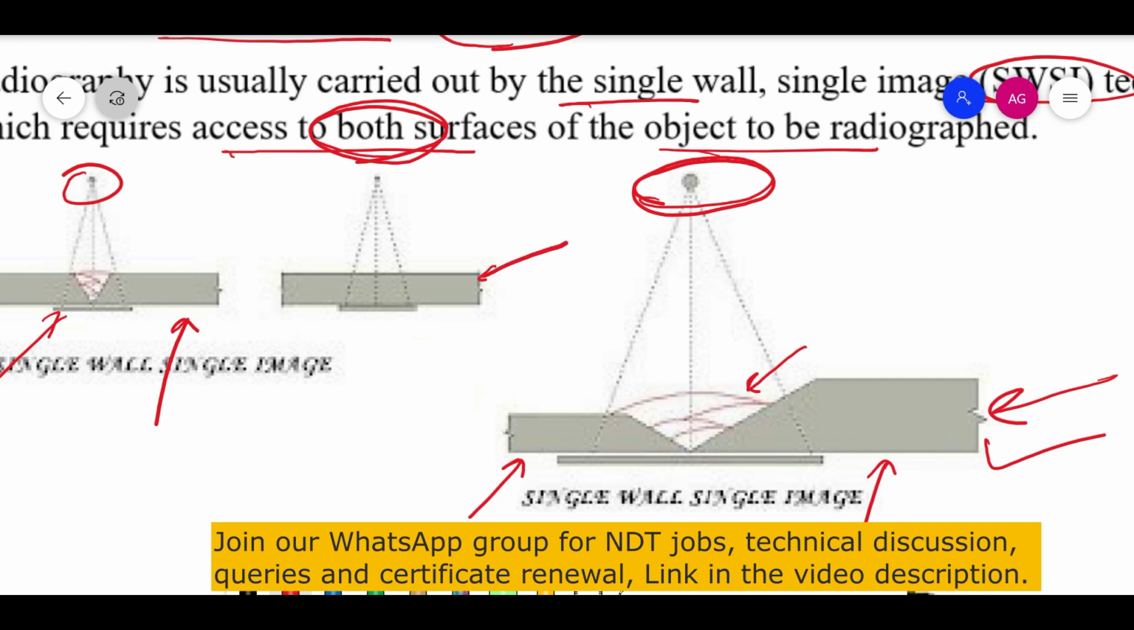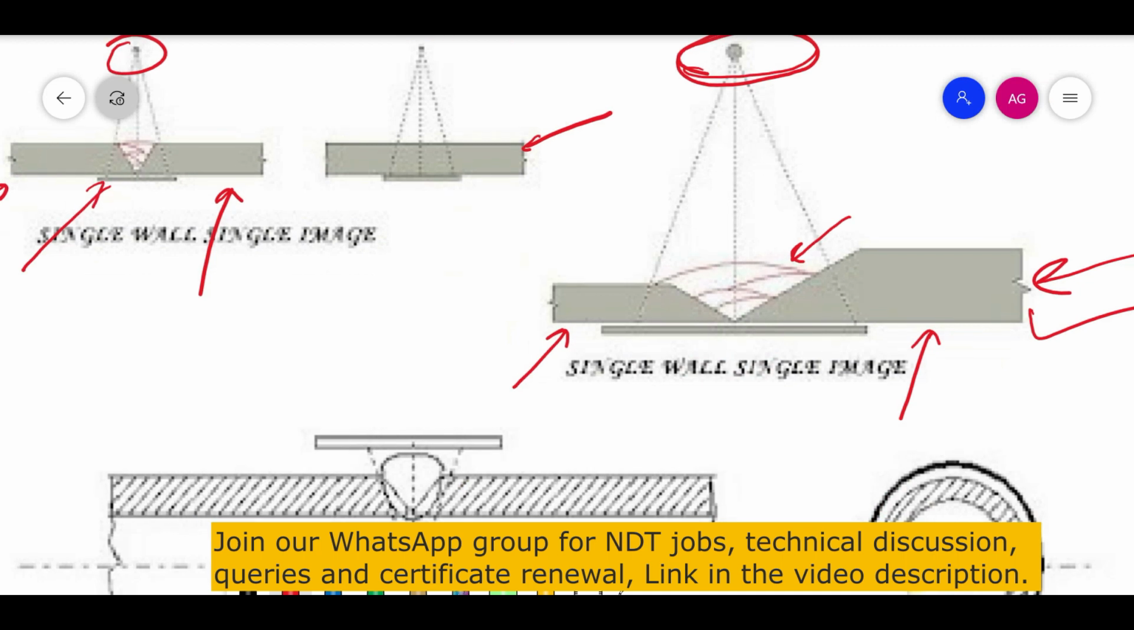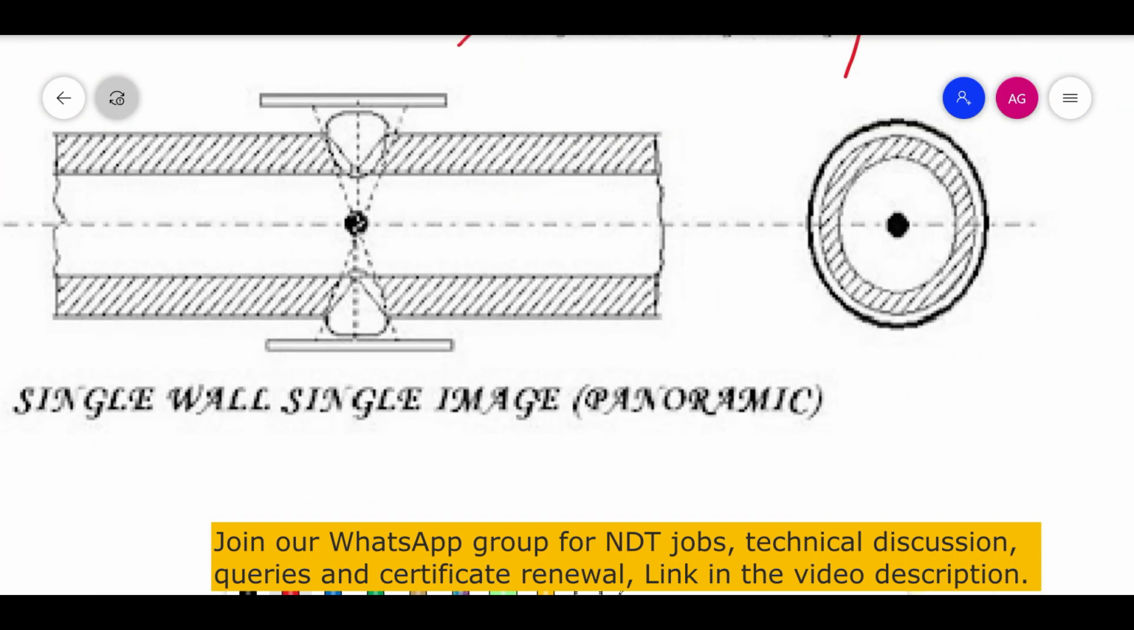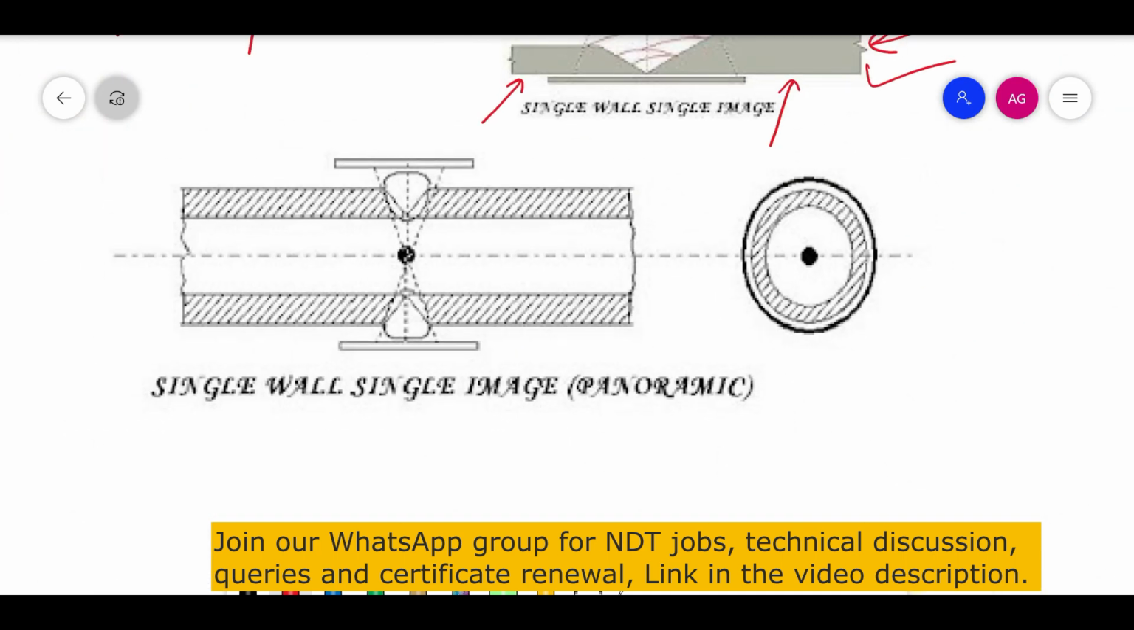This is the figure for casting-like material, so no welding is there. Here is tube or pipe-like material or a shell. This is also called the panoramic technique. So we can subdivide this technique, single wall single image, into panoramic also. Here the source is in the center and you have to keep the film outside.